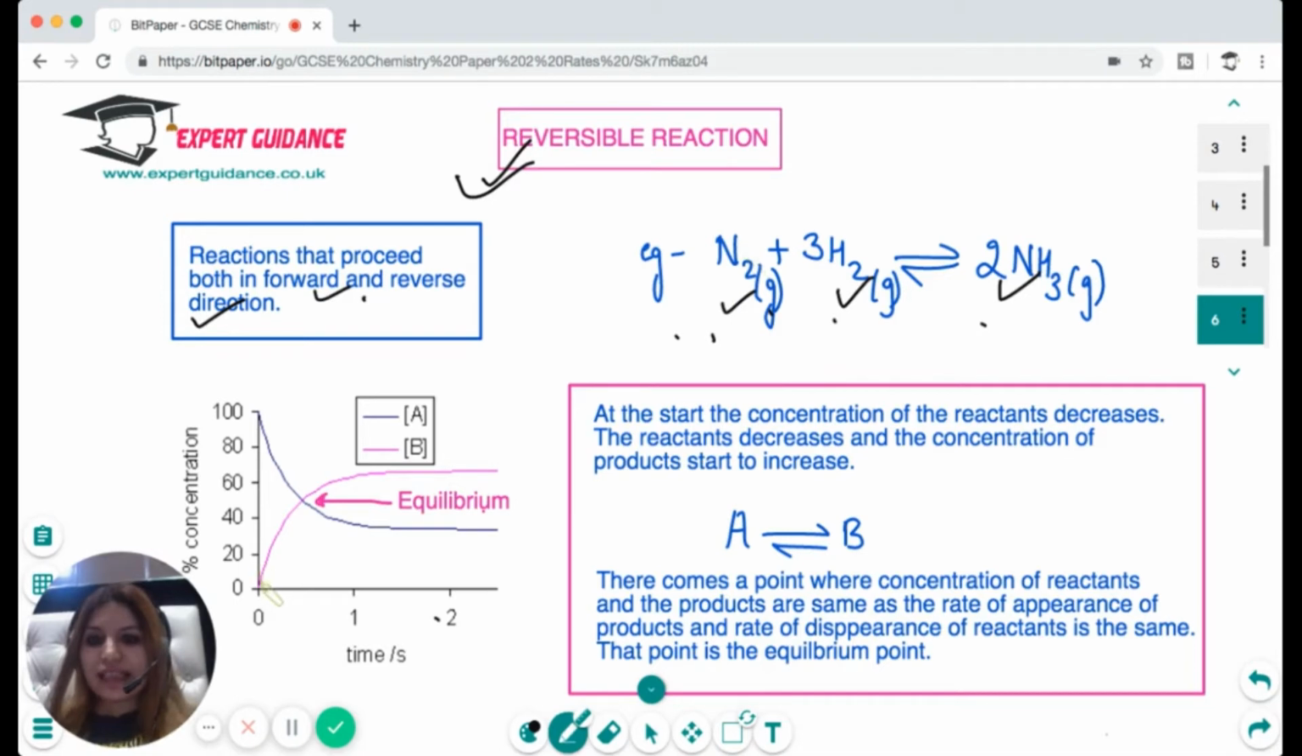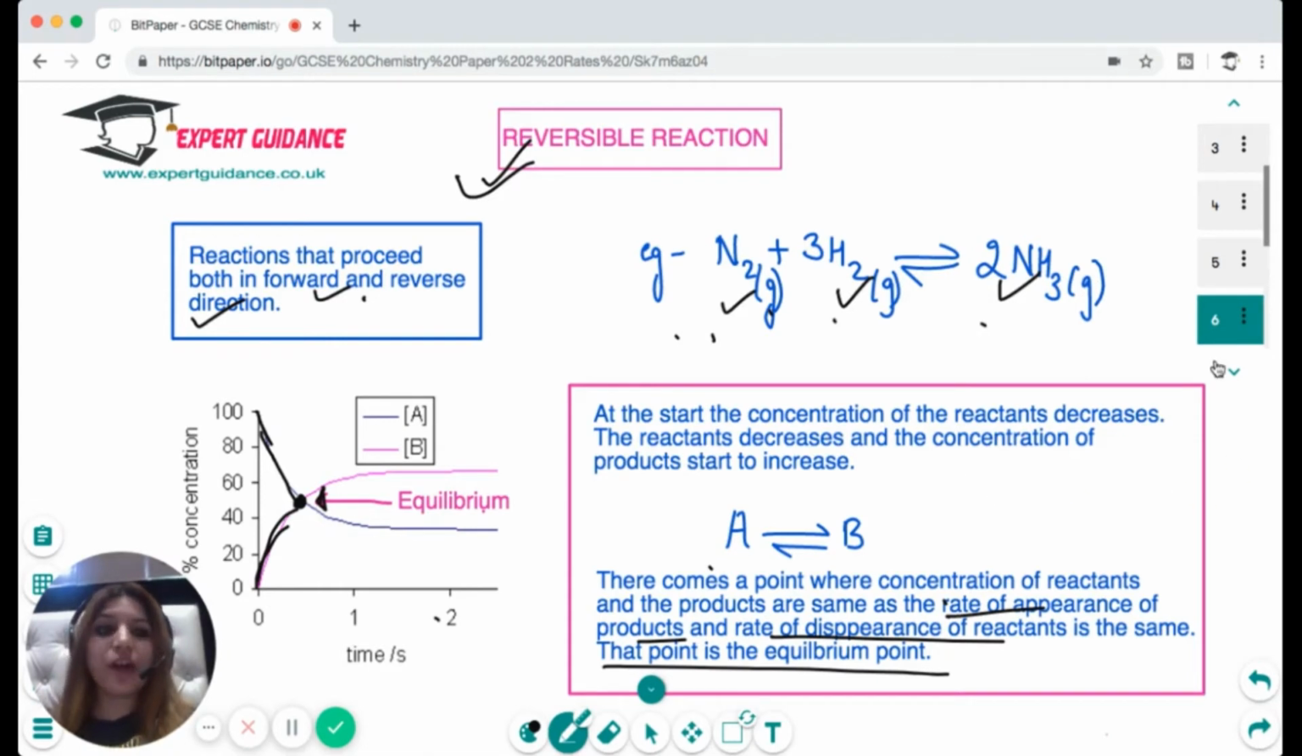Now, how does this reaction start? You can see at the start, the reactant's concentration decreases and the product concentration increases. As the reactant is decreasing with time, the product is increasing with time. Now, at this point, can you see the concentration of both the reactants and the product is the same? Why? Because at this point, the rate of appearance of product and the rate of disappearance of reactants is the same, and this is known as equilibrium. Now remember, do not write same in equilibrium.